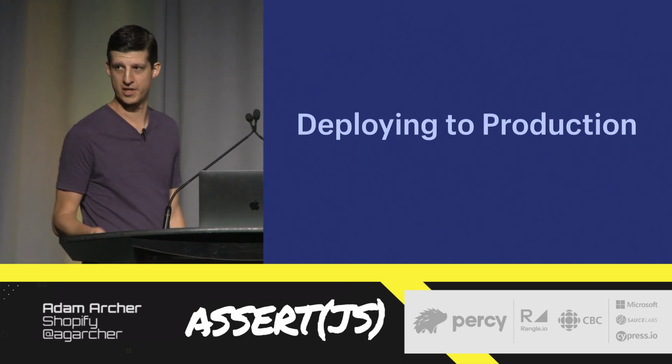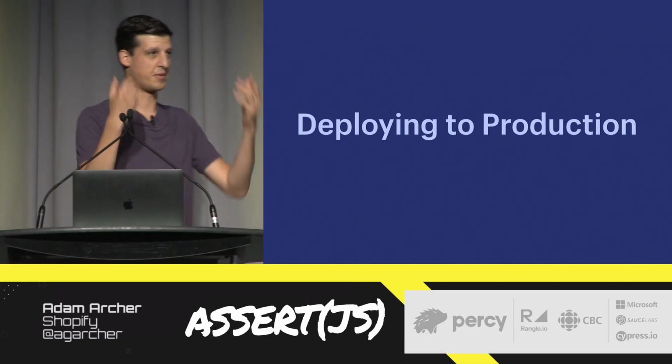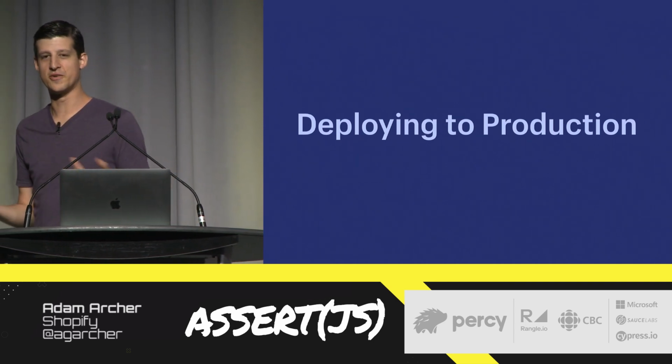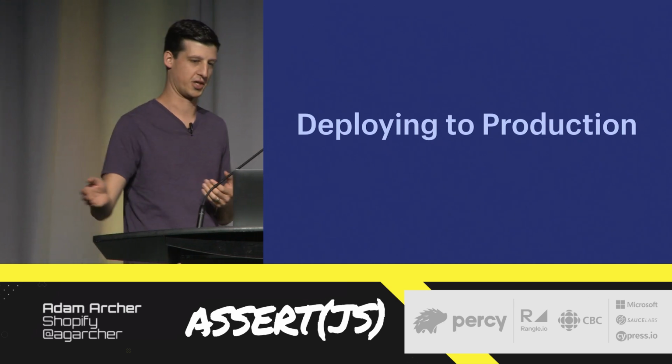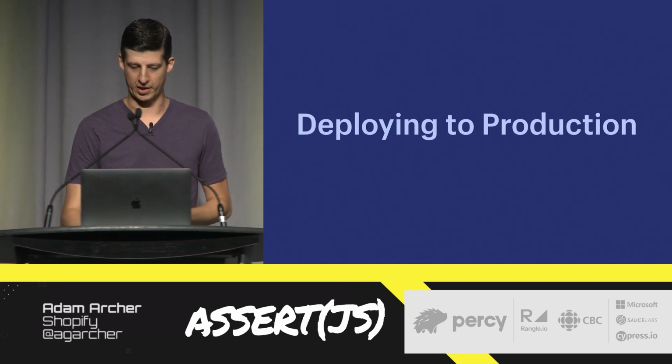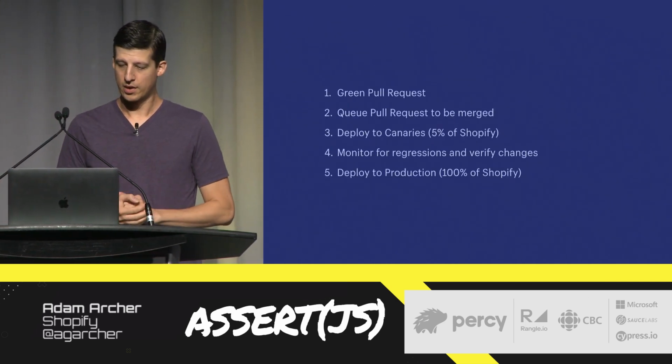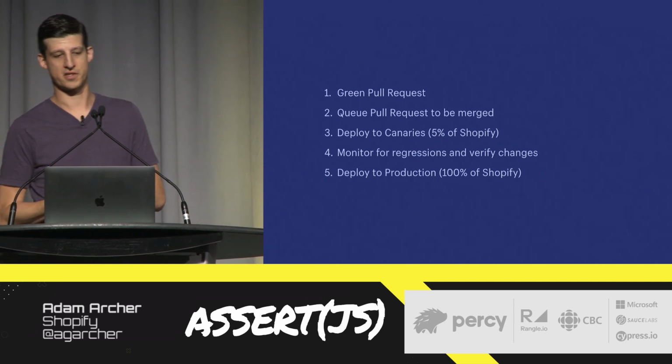How many people know what continuous delivery is? Everybody, yeah. So continuous delivery basically means that if a change is on master, it's on production or it's going to production. At least that's how we think about it. So this is our high-level shipping process for core.